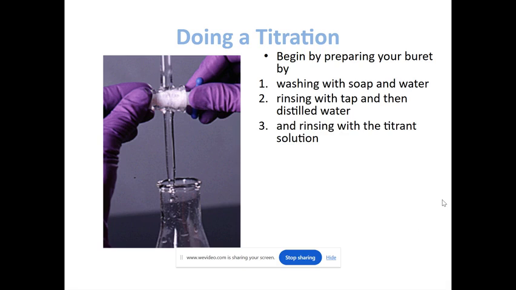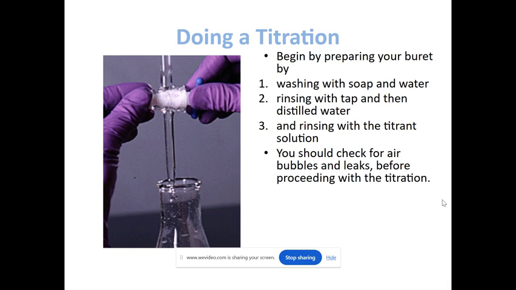Okay. And then we'll be rinsing with the titrant solution. So we're going to run, and we'll do that one on Thursday. We'll run the titrant through on Thursday. So Wednesday, we'll just wash with soap and water, rinse with tap water, rinse with distilled water. And then on Thursday, we'll do one more rinse with distilled water and then do the rinse with the titrant.